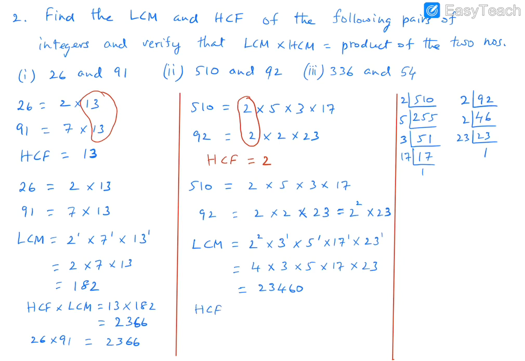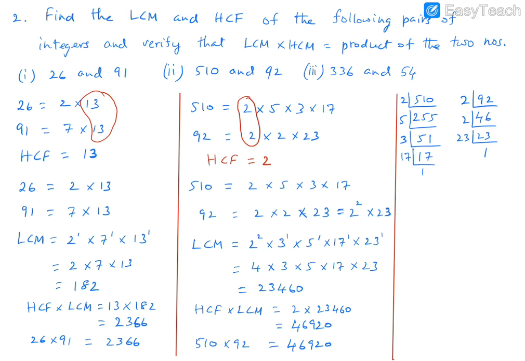So HCF into LCM equals 2 into 23,460, and that is equal to 46,920. And the product of the two numbers, 510 and 92, that should also be 46,920. So it's 510 multiplied with 92, that is indeed 46,920. So it is verified, 46,920.